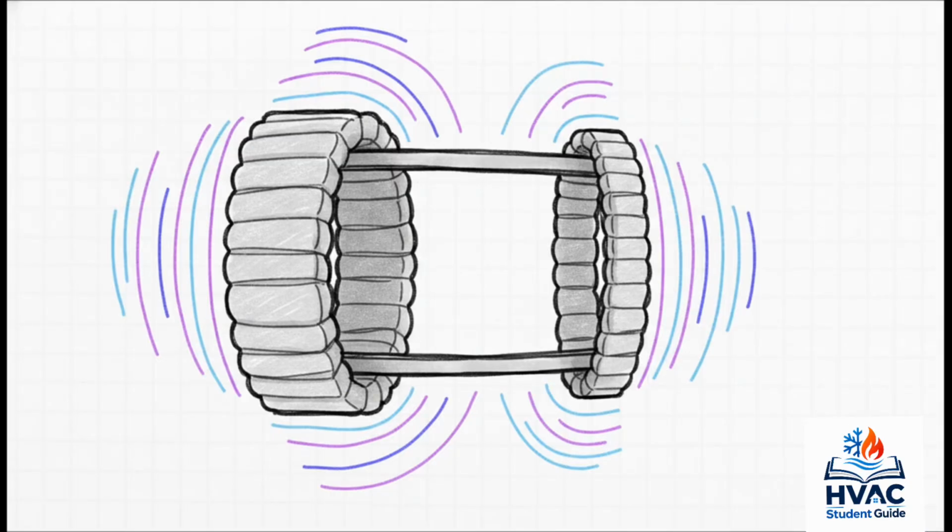Which brings us to transformers. These guys rely entirely on magnetism too. Most comfort systems use a step-down transformer to take high-line voltage, say 120 or 240 volts on the primary winding, and step it down to about 24 volts AC on the secondary winding for your control circuits. And here's the crazy part. There is normally zero direct electrical connection between those two windings, none. The energy transfers purely through the changing magnetic field in the core. It's magnetic induction doing all the heavy lifting for you.